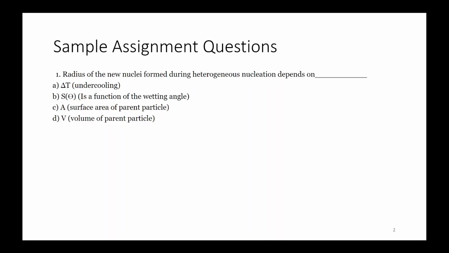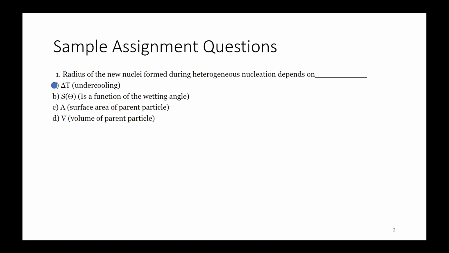Firstly, we'll be going through some sample assignment questions, then we'll be going through some lecture notes. So, your first question is, radius of the new nuclei formed during heterogeneous nucleation depends on. Your options are delta T, which is undercooling, S theta, which is a function of the wetting angle, A, surface area of your parent particle, or V, volume of your parent particle. So the answer will be undercooling.